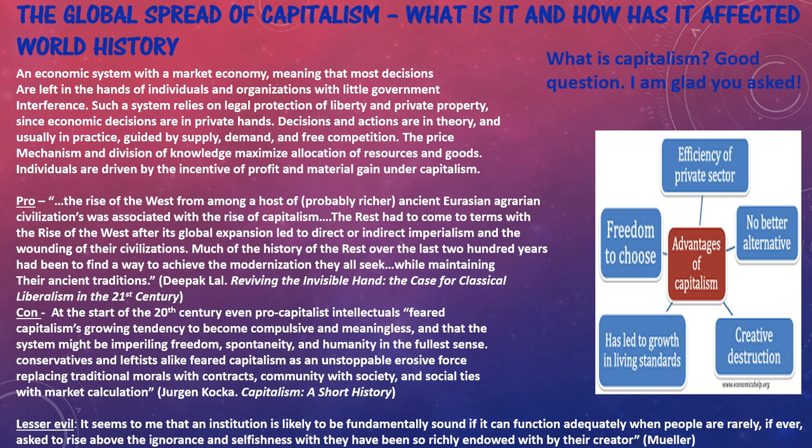It seems to me that an institution, and this is quoting Muller, is likely to be fundamentally sound if it can function adequately when people are rarely, if ever, asked to rise above the ignorance and selfishness with which they have been so richly endowed by their creator. He's saying people as a whole, human beings in general, are so ignorant and selfish that we should probably take what we can get. So again, his book about capitalism and democracy is exactly from that perspective.